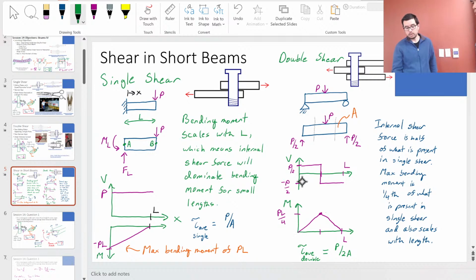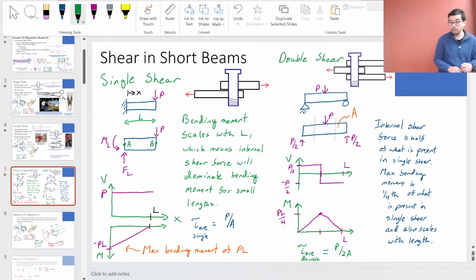And we know that the slope is P over 2. Then we go over to L over 2. P over 2 times L over 2 is PL over 4. That's how we peak out there. Okay. Yeah. Good. I'm glad you asked the question.